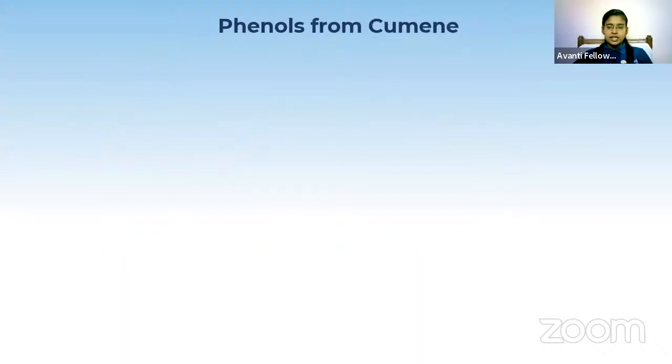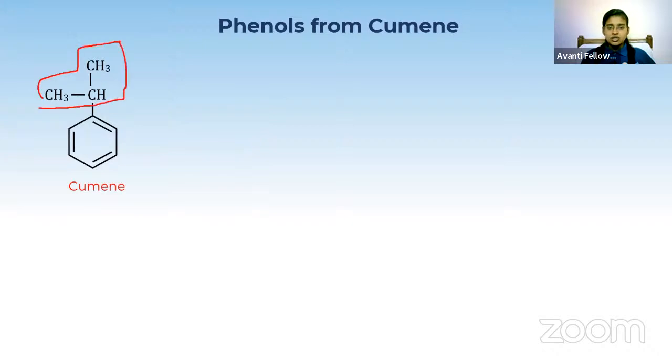Now coming to the fourth method of preparation, it is from cumene. Isopropyl benzene is called cumene. So you see here, we have a benzene and an isopropyl group attached to it. Cumene is otherwise called isopropyl benzene. This isopropyl benzene, or cumene, has to be treated with oxygen.